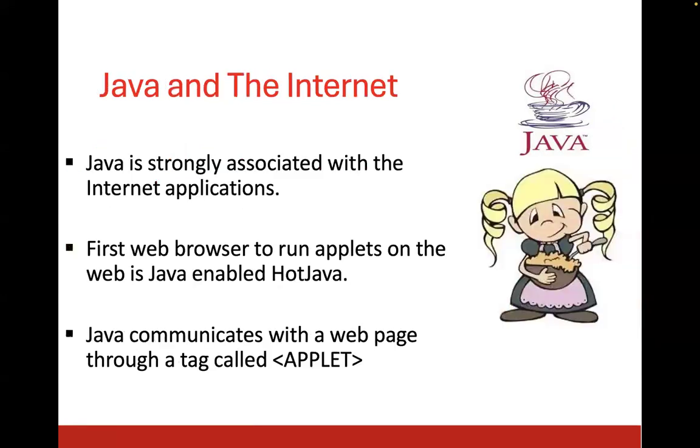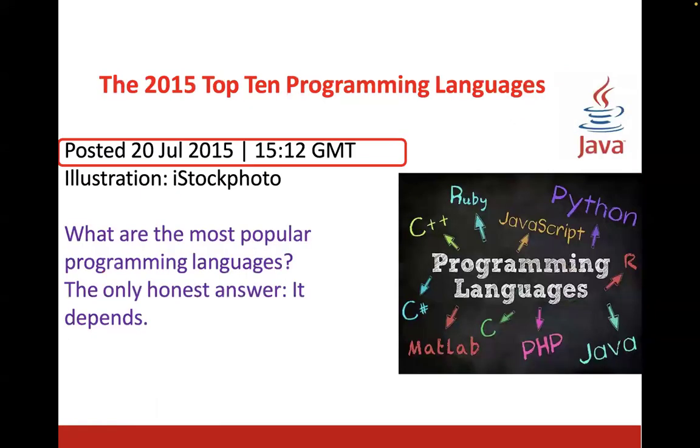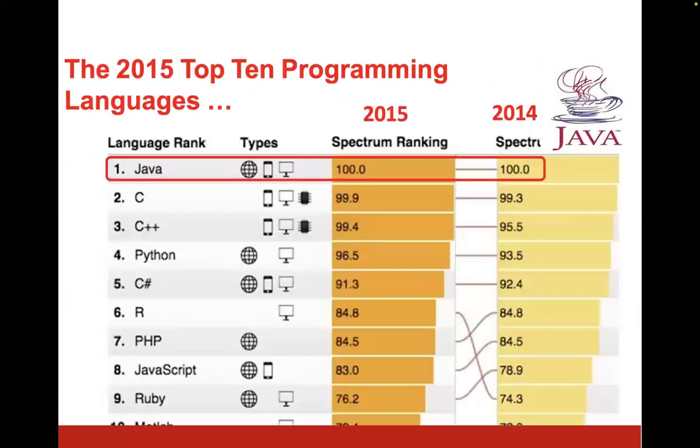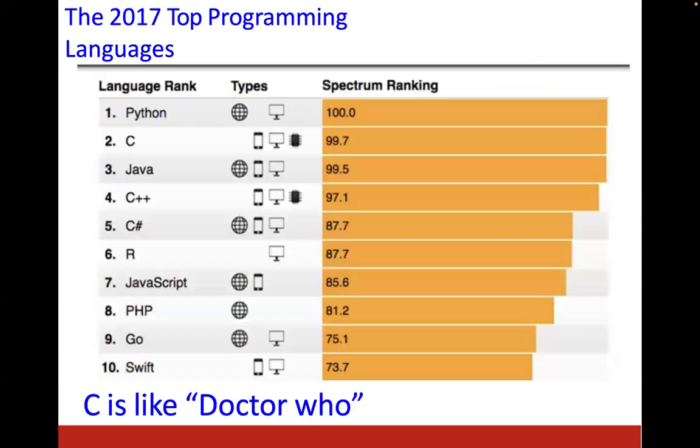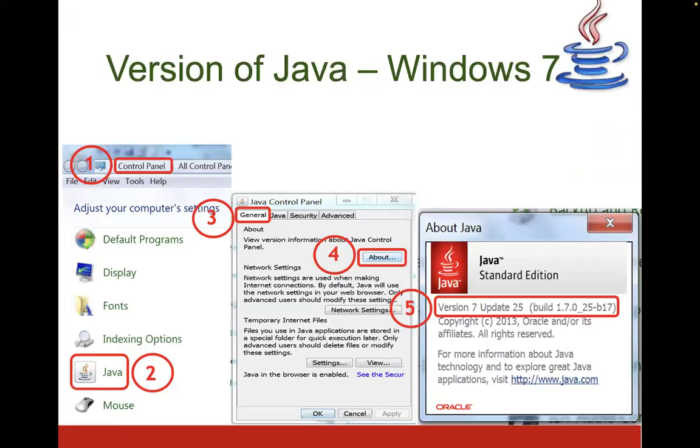Then we discuss Java and the internet. Java is strongly associated with internet applications. Some people think that Java would not work with the internet, web browsers and all. No, we can use Java for web development too. And then we discuss the popularity. Please go through this area as well.